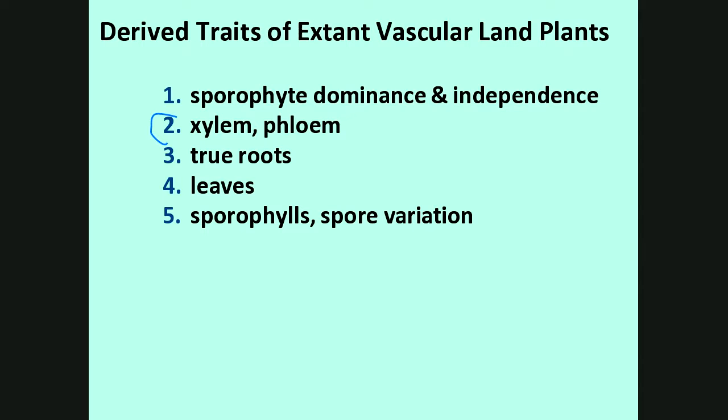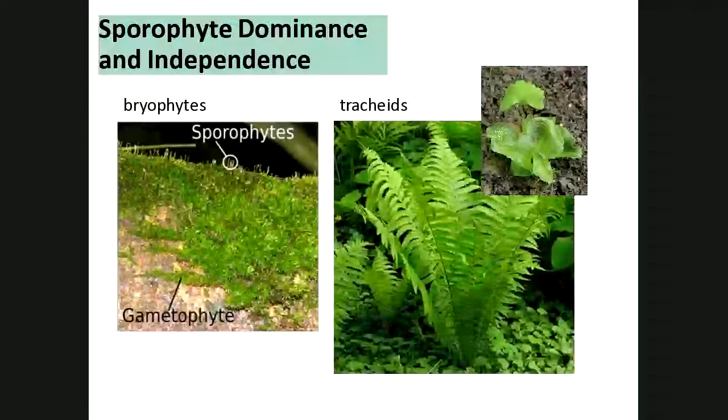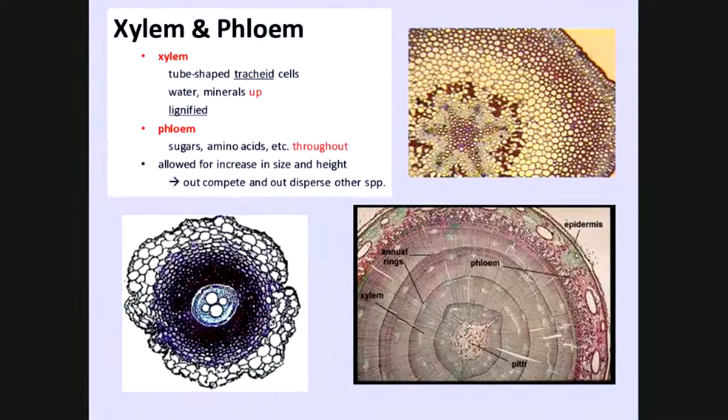Those are the conducting cells. So let me show you what they look like. The xylem are tracheid cells. They're tube-shaped tracheid cells, and they're the ones that move water and minerals up into the plant. They're lignified. Lignin is that really strong, durable organic material that plants use, and they coat the cell walls with these, and it makes it rigid so the plant can stand up.